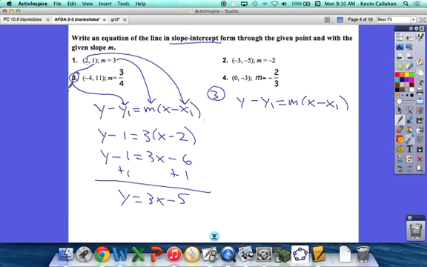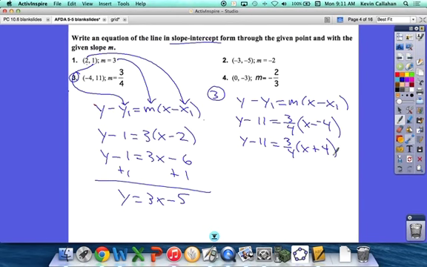Okay? What do I plug in for the y1 here? 11, right? This is x1, y1. y minus 11. Okay, what do I plug in for the m? 3/4. Okay, what do I plug in for x1? -4. Okay, so simplify. y minus 11 equals 3/4 times x plus 4, right?